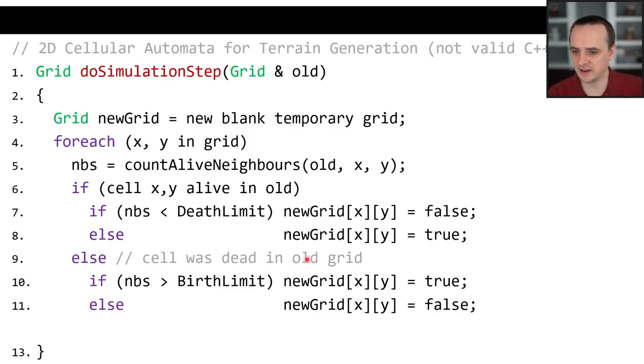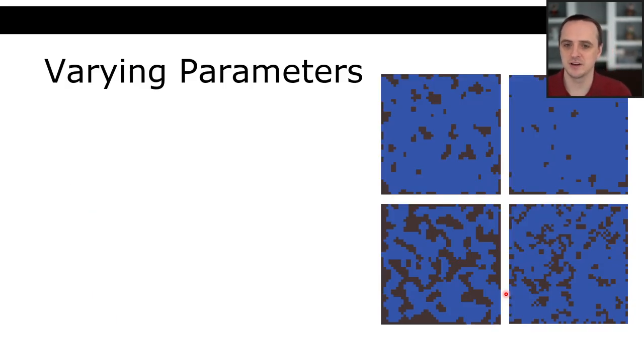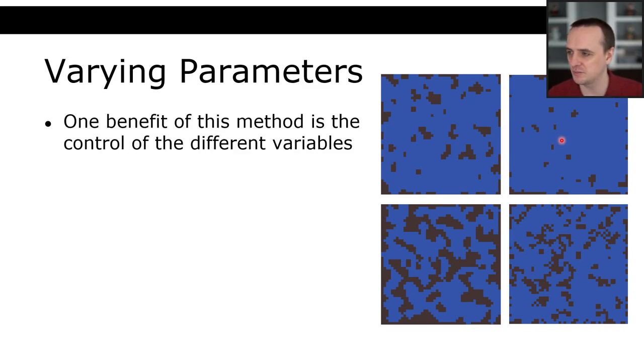And if we were dead in the old grid and the number of neighbors alive is greater than the birth limit, then we set it to true, meaning that we become alive. We were dead, we become alive. Otherwise, if it's less than or equal to that birth limit, then it's false, so we stay dead. And then that's it. We just return the new grid. And as we vary the parameters, we can actually change the outcome of this terrain generation. So one of the benefits that this method has is the control over the different variables.